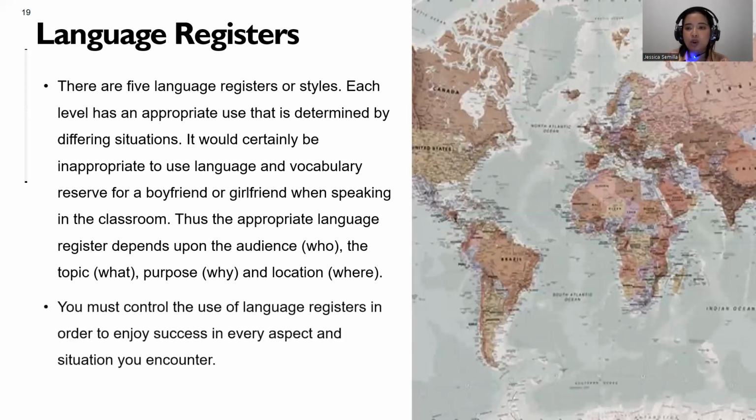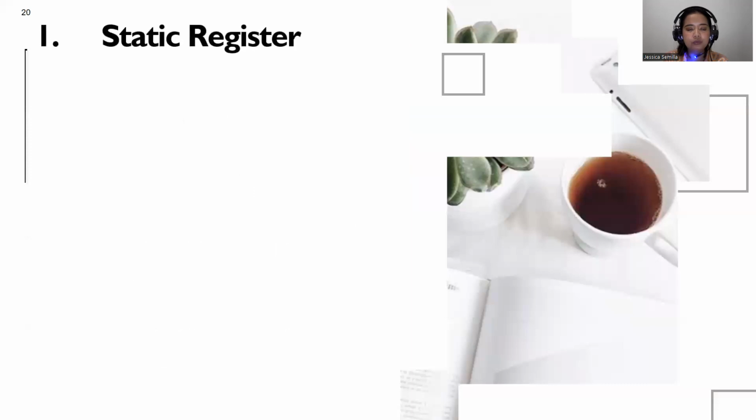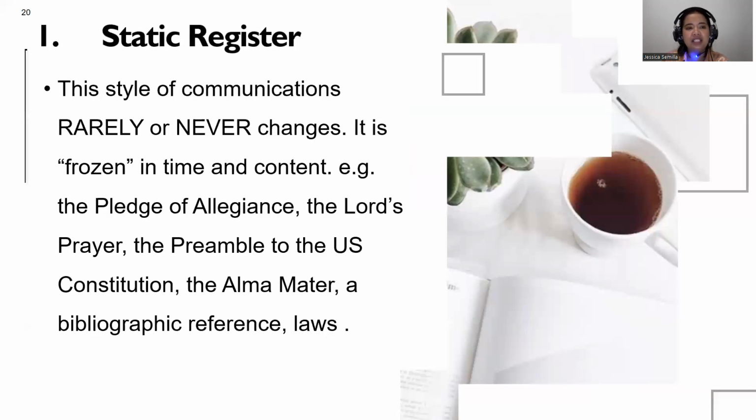So you must control the use of language registers in order to enjoy success in every aspect and situation you encounter. So the first one that we have is the static register. So the static register is basically more of what we call, way back when you were in senior high school, the frozen language. So what do you mean by frozen language?